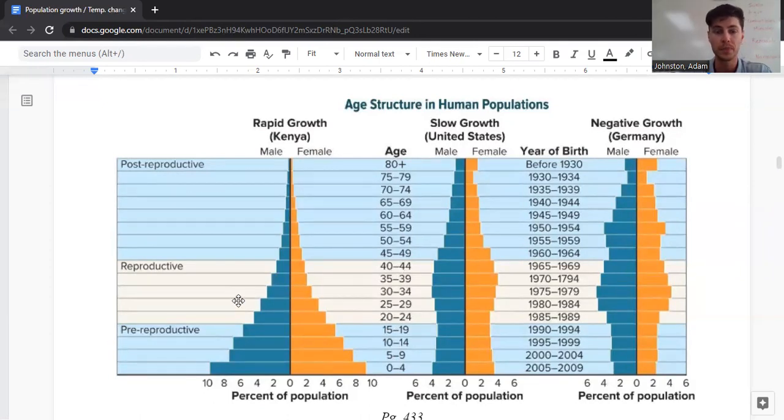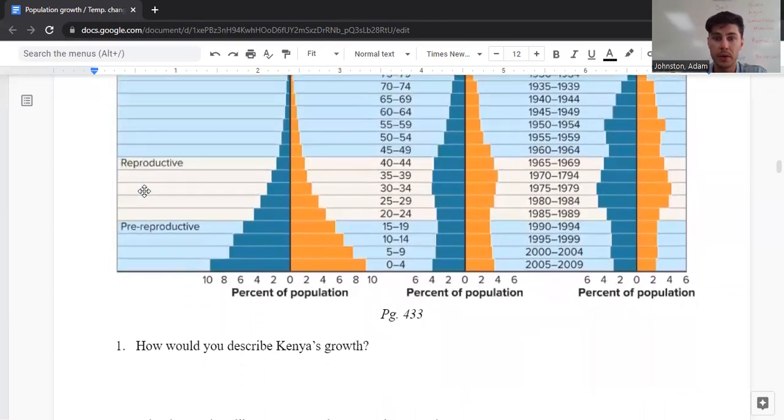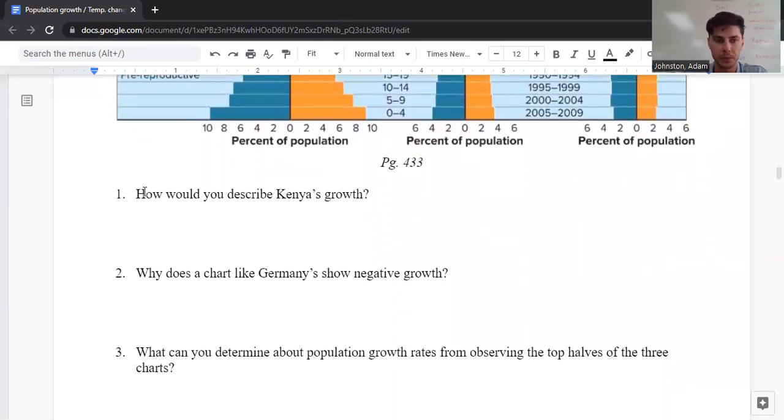20 to 44 is how we're defining reproductive years, or in other words, folks that are able to have children, that are able to create a pregnancy. Again, some people after the age of 44 and some people before the age of 20 can reproduce, but in this chart, we're defining reproductive years as 20 to 44. 45 upward, we're defining as post-reproductive, post meaning after the period of reproduction. So using this information, we're going to answer 3 questions.